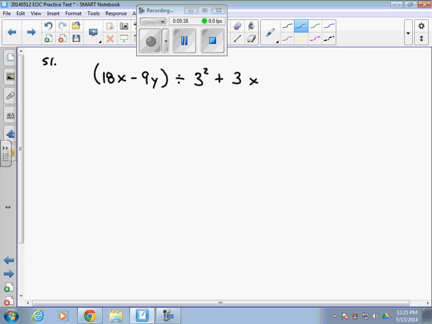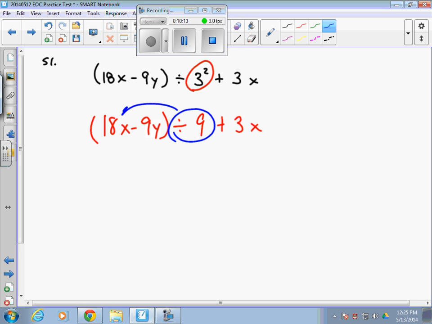51 says simplify the expression. Remember, do what's inside parentheses first, 18x minus 9y. You can't take 9y away from 18x. But it says divide by 3 squared. So before we do any division, we want to do the exponent. 3 squared is 9. So now we have 18x minus 9y. And this is a little bit of a different looking problem than we normally see. Normally we have something right next to parentheses which tells us to multiply or distribute to what's inside. Division works the same way. You kind of distribute the divide by 9 to both of these.